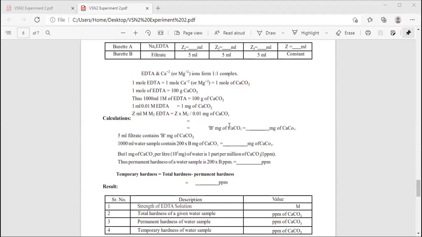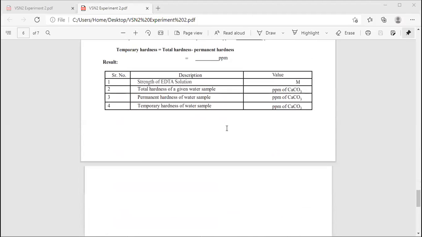So it is present in 5 ml. So in 1 liter, how much it will be? Milligram per liter is ppm. So in 1 liter, how much it will be? 326.4.